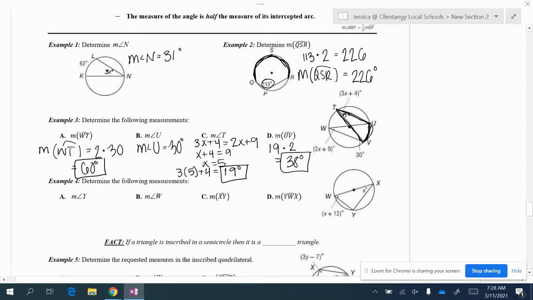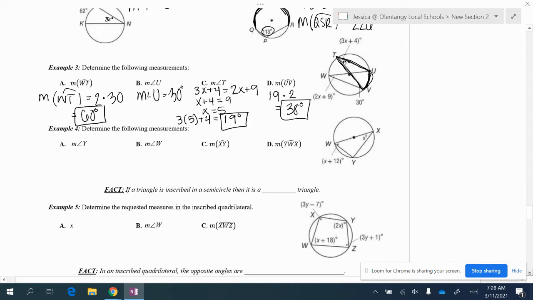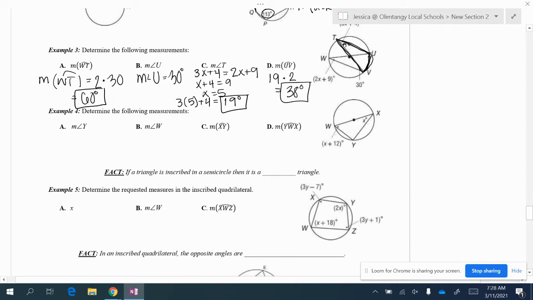So you're either dividing the number by 2 or multiplying the number by 2. Always remember the arc is bigger than the angle. So that will kind of help you with that. Example 4, determine the following measurements.